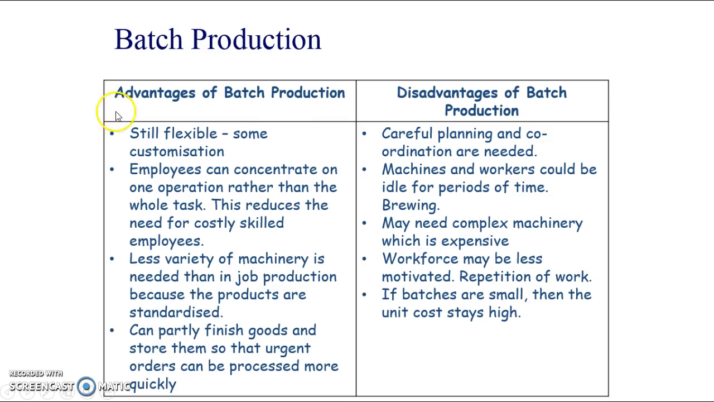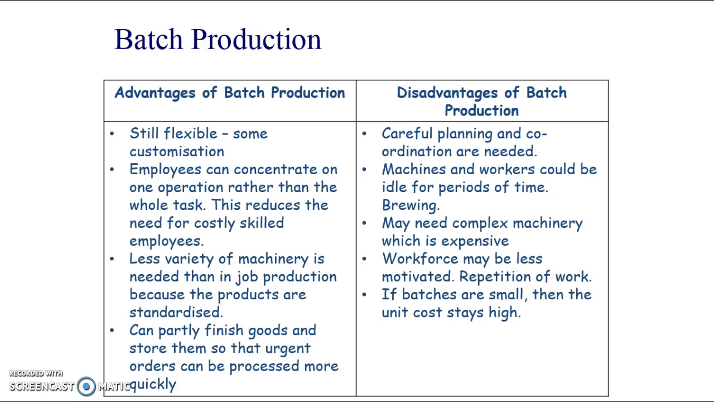So the advantages of batch production, it's still very flexible. It allows some customisation between batches, so each batch can be slightly varied, slightly different from each other batch. Employees are really unlikely to be doing the whole production process, so it does allow for some specialisation or division of labour. We'll go over what those terms mean in a second. You have less variety of machinery needed than in job production because you do have some standardisation in the batches. So every item in a batch should be identical to each other.